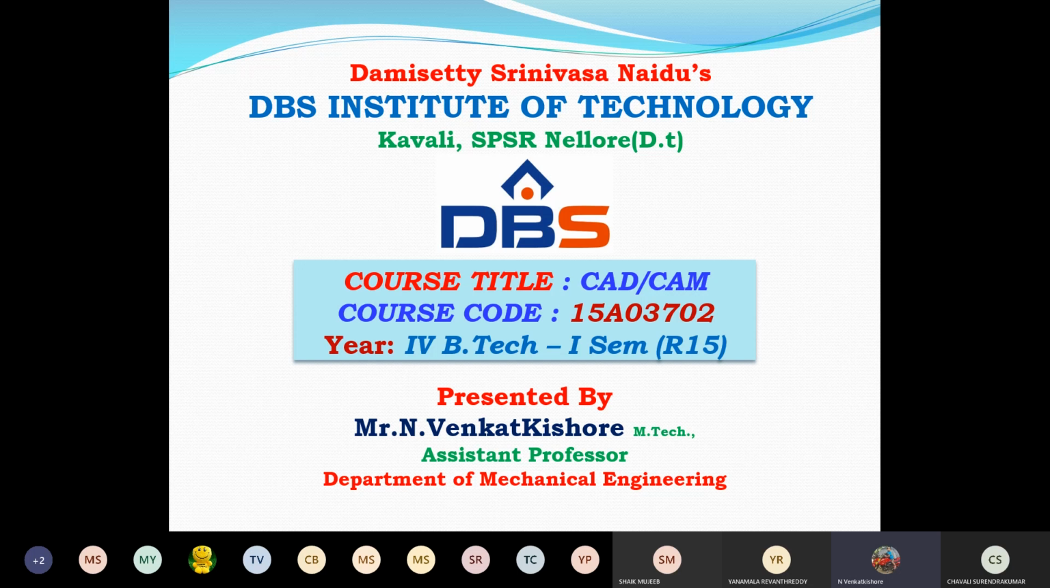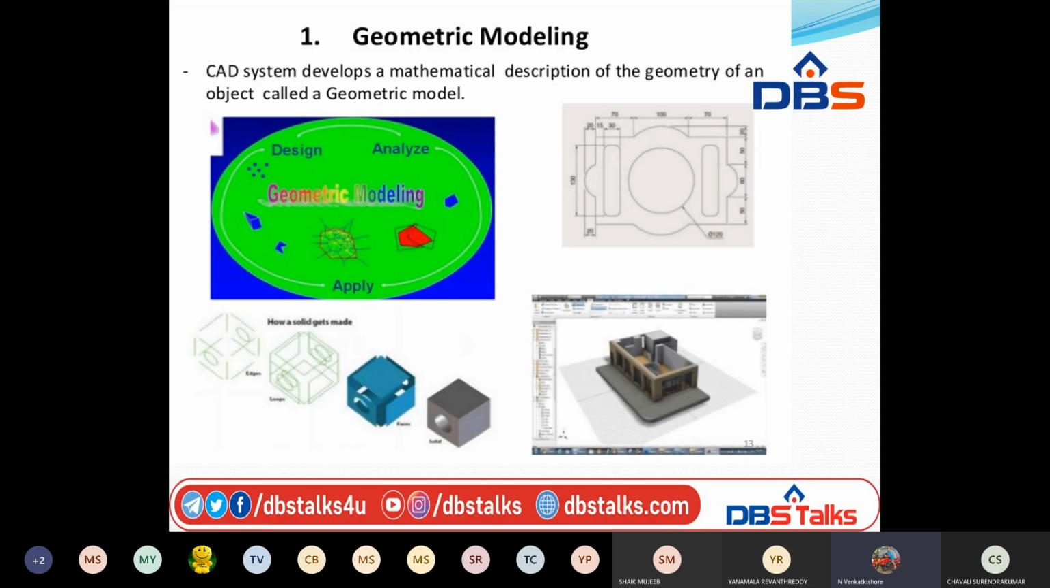Geometrical modeling is the computable mathematical description of an object. What is meant by a geometrical model is nothing but a CAD system which develops a mathematical description of the geometry of an object, called a geometric model. The main thing we get from geometrical modeling is that it allows the image of an object to be displayed and manipulated on a graphic terminal.